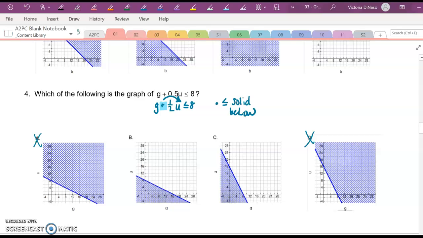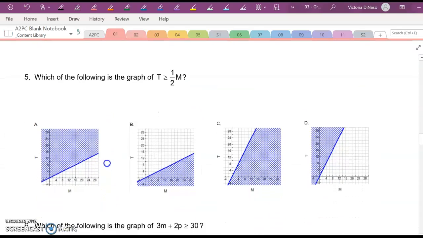The next thing that I noticed is that G is the same as X, and U is the same as Y. The only difference between B and C is the slope and where the y-intercept is. For me, I think it's going to be easier to figure out that y-intercept because it has to do with this number 8. So if I were to get this 1/2 to the other side, I can multiply by the reciprocal. So I'm going to multiply both sides by 2 over 1. And so we have a y-intercept at 8 times 2, which is 16. So since the y-intercept is at 16, my answer choice is C.